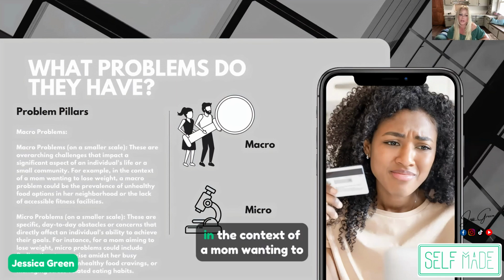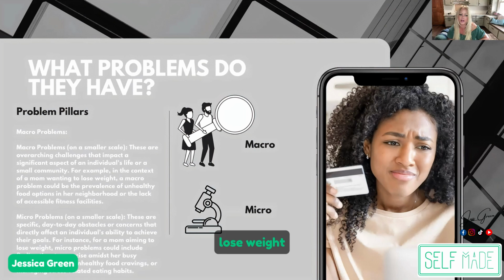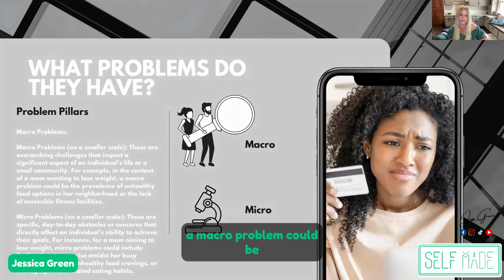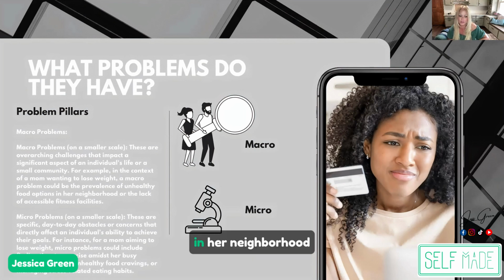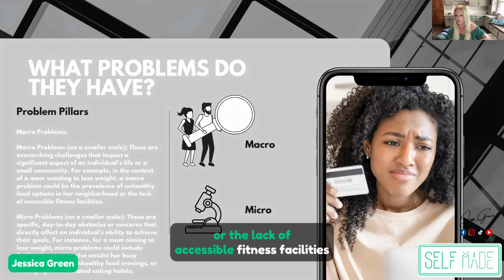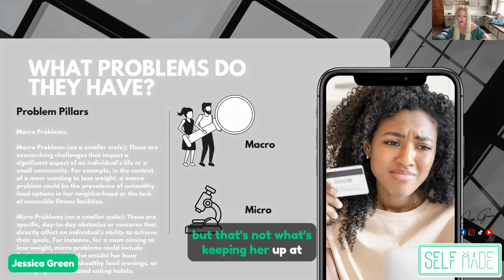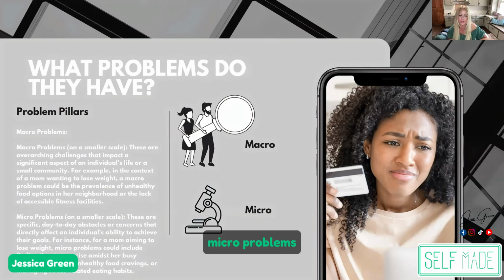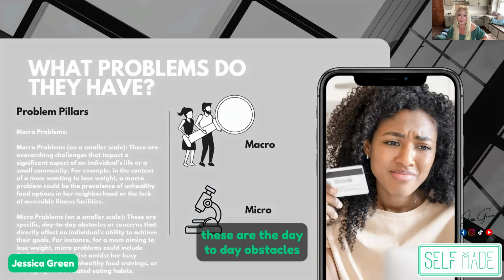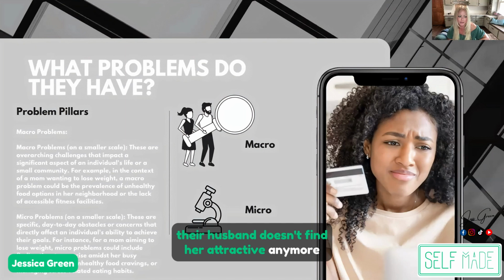For example, in the context of a mom wanting to lose weight, a macro problem could be the prevalence of unhealthy food options in her neighborhood or the lack of accessible fitness facilities. Those are macro problems, but that's not what's keeping her up at night. What's keeping her up at night are the micro problems. These are the day-to-day obstacles. Her pants aren't zipping up. She can't sleep at night. She's worried that her husband doesn't find her attractive anymore.